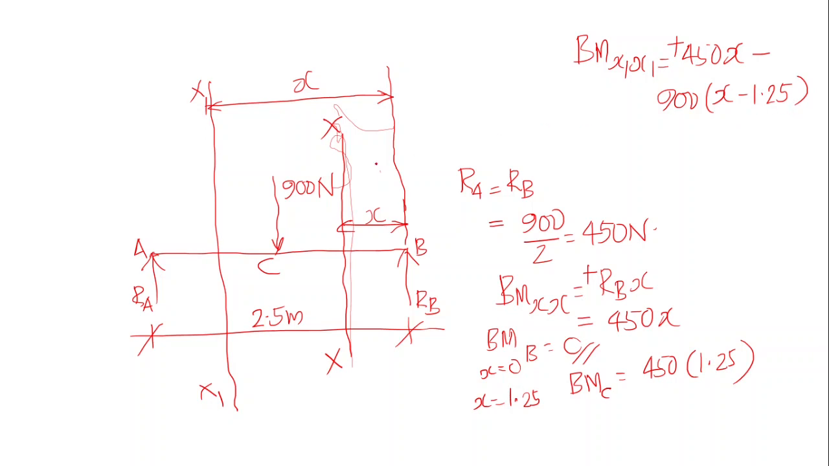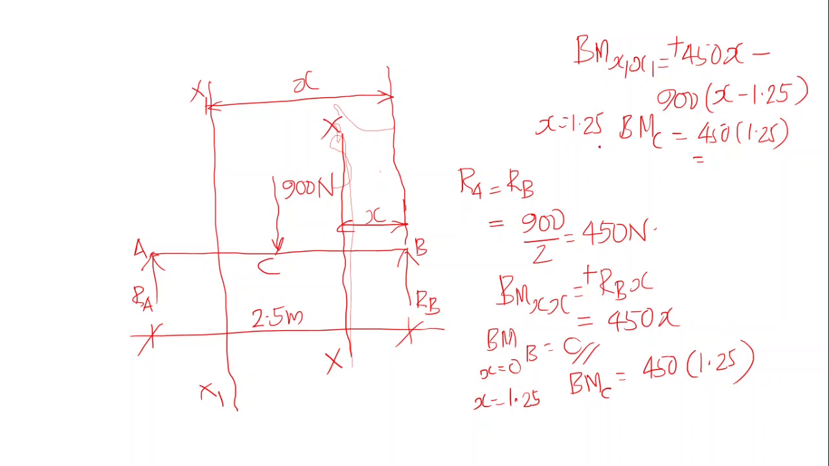If the value of x is equal to 1.25, then the bending moment at x1 will become the bending moment at C. When we substitute the value 1.25 here, this particular term will become 0, then 450 into 1.25, that's equal to the same value as this one.